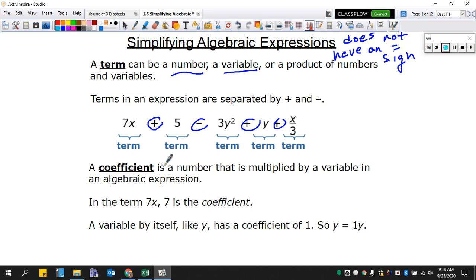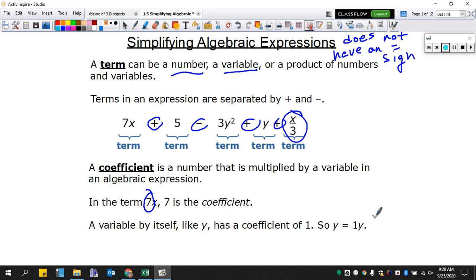Now the coefficient is a number that's multiplied by the variable in an algebraic expression. So for example, in this first one, 7x, 7 is the coefficient. All right. 3y squared, 3 is the coefficient. All right. And then we'll talk about x over 3. So if you have a variable that's by itself, like y right here, it has a coefficient of 1. So y is the same thing as 1y.